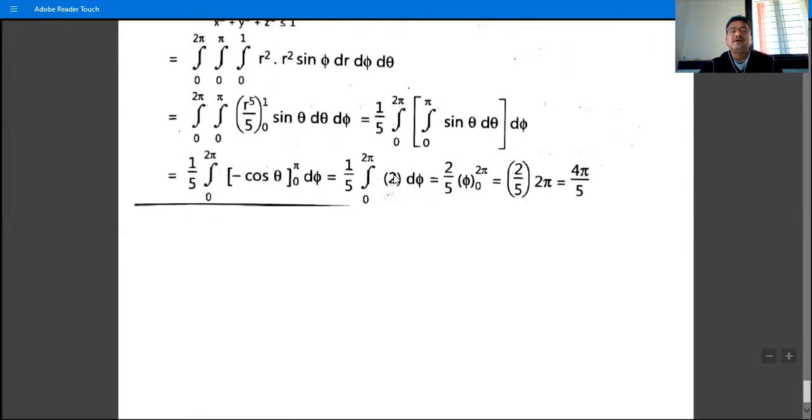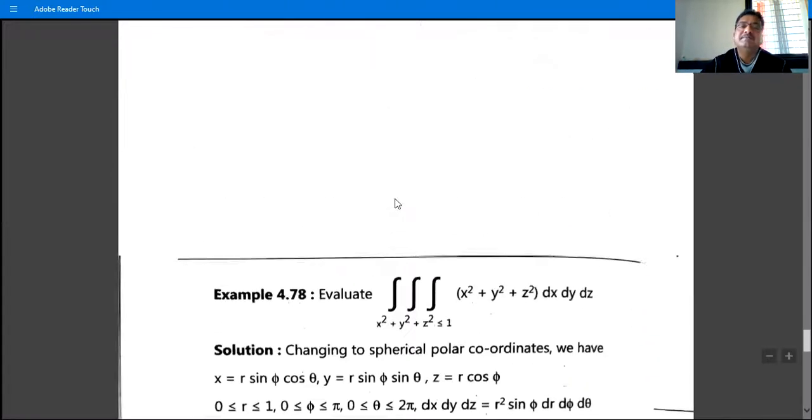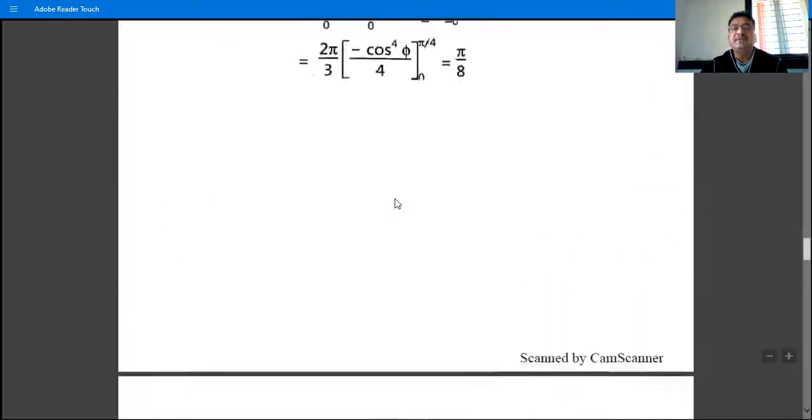Then the value at the upper limit minus the value at the lower limit: cos pi is minus 1, so minus minus becomes plus, giving 2. So we have 2 by 5, then the integration of d theta is theta from 0 to 2 pi, and so the answer is 4 pi by 5. So these are the problems of triple integration, change of variable in triple integration.